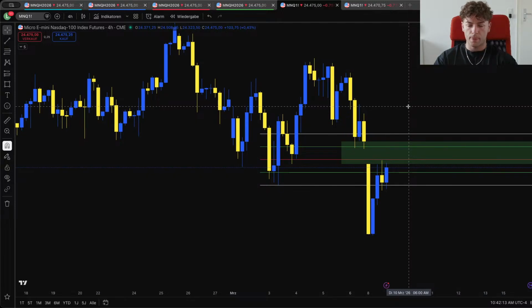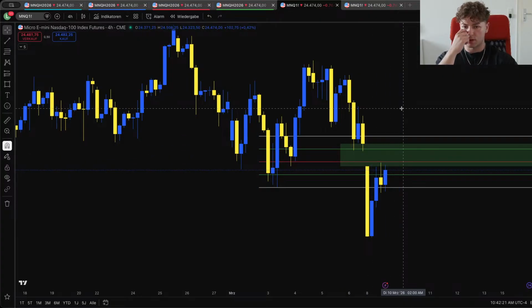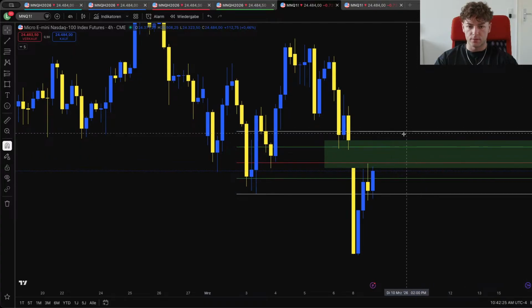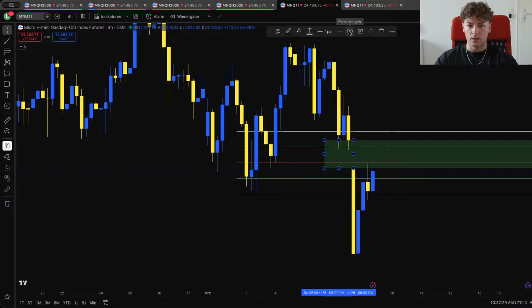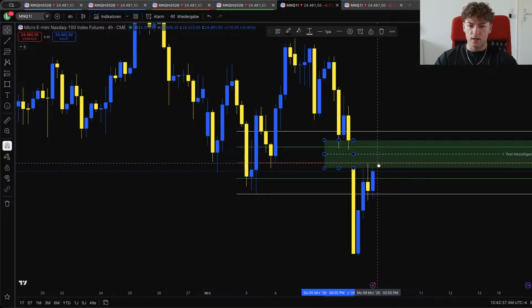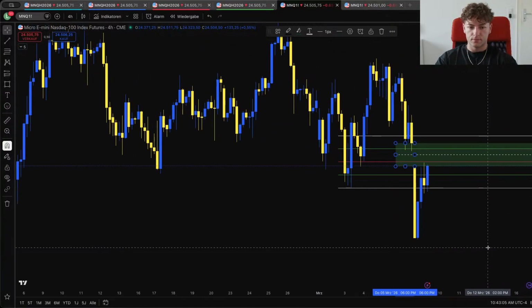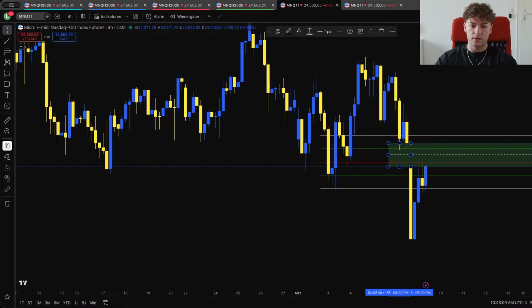What I would like to see is that we leave this gap open, or at least a part of it. I would like to see price stay in the lower half. Here's the consequent encroachment, the midpoint. I would like to see price stay in the lower half of this daily new week opening gap, which is also the daily volume imbalance. So I want to see price retrace up into this daily volume imbalance, which is the current new week opening gap, stay in the lower half, leave a part of it open, and then head lower.